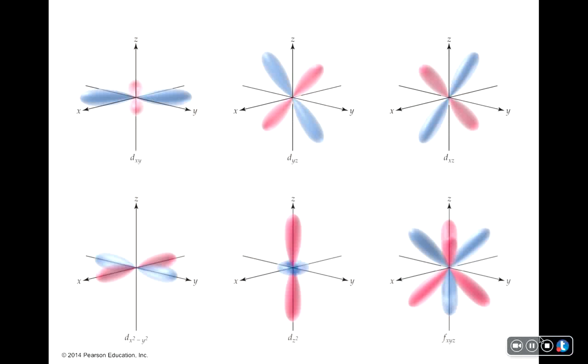These are D and F. I'm not going to go through all of these, nor will I ask you to reproduce these shapes, other than, again, we're just describing where these electrons are most likely to be found. So these are further from the nucleus.